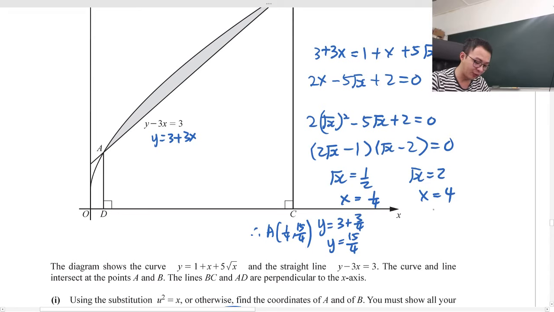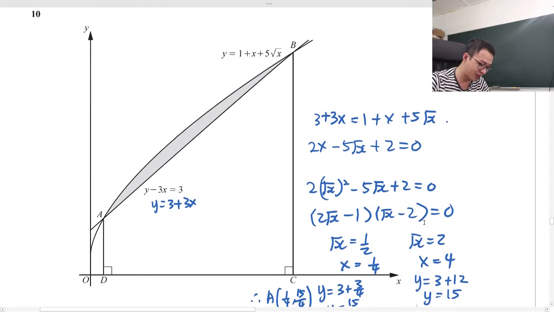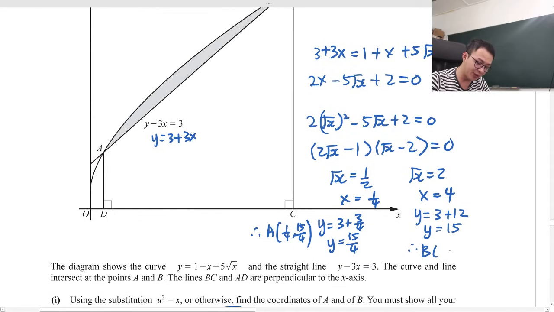Alright, so then I will do the same thing for B. 3 plus 12, y equals 15. So my coordinate B, sorry, coordinate B should be 4 and 15. Right, it's quite straightforward.